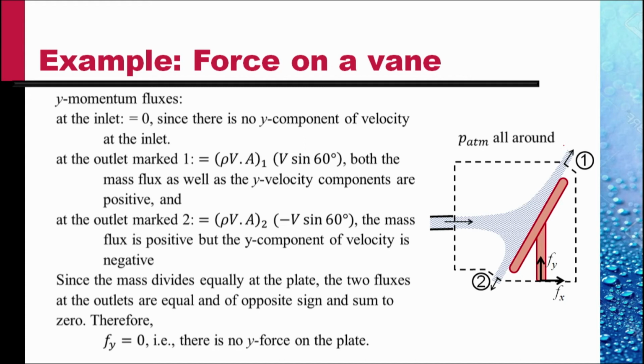And as we can see clearly, the two effluxes have equal magnitude but opposite sign, so they cancel out. So the net efflux across the whole of the control surface is 0, and so the net external force Fy is 0. There would be no force in the vertical direction due to this jet of water playing on this vane.